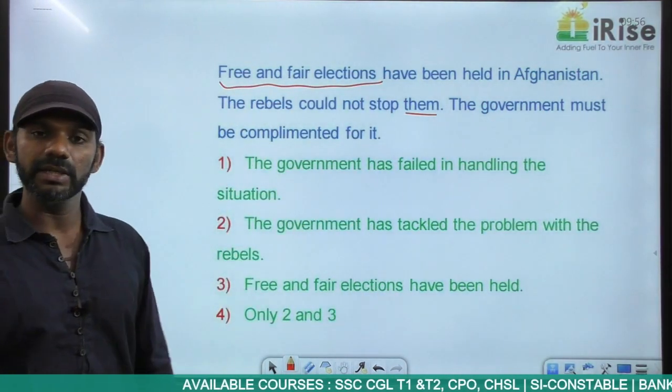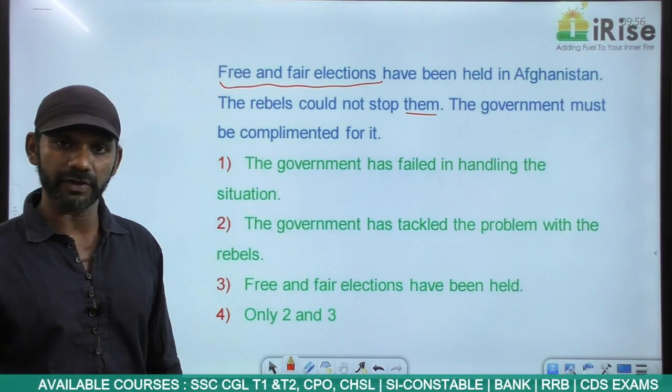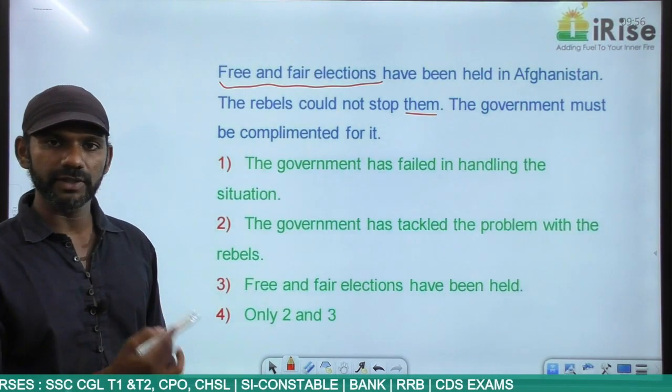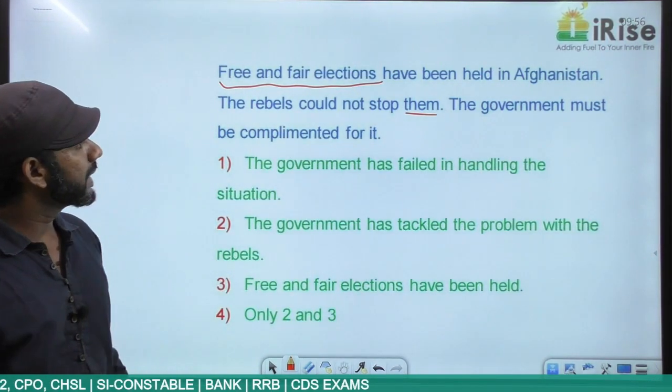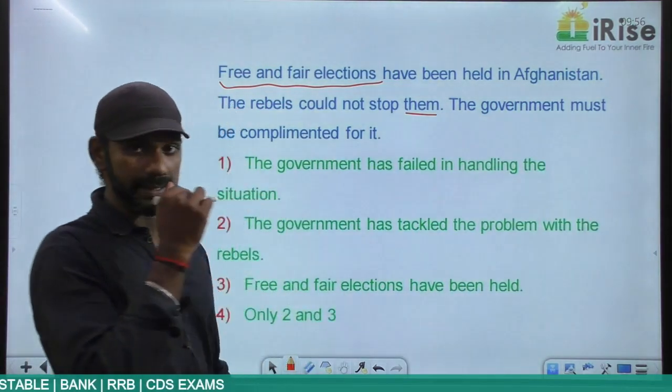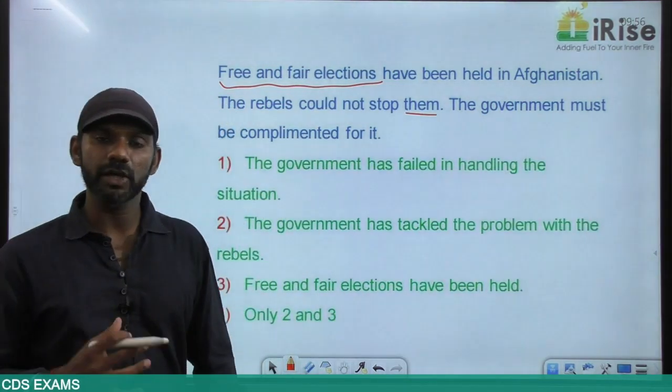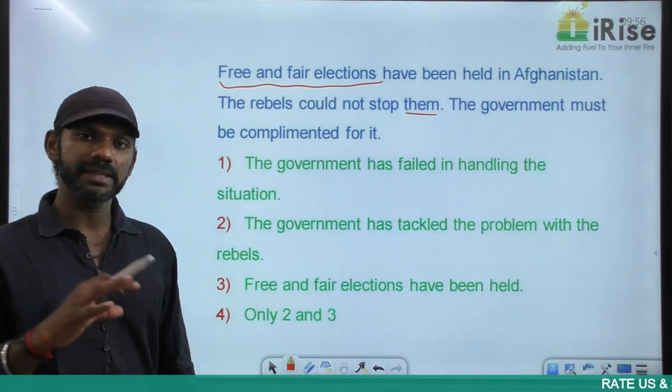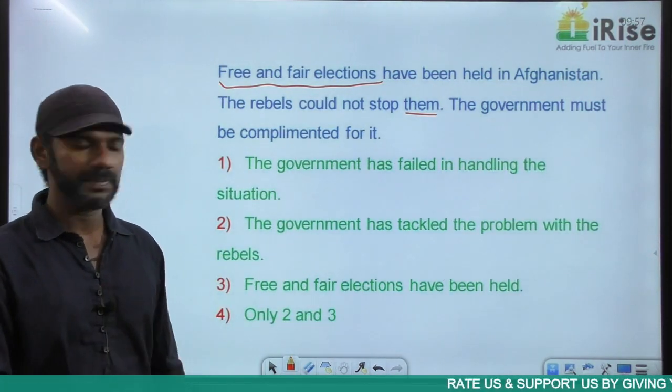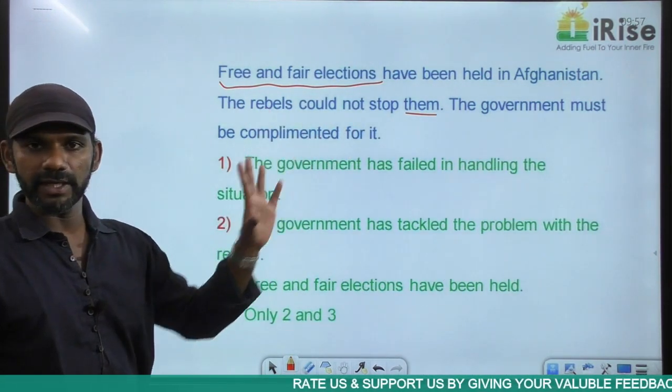Elections becomes general, free and fair elections become specific. So them, according to the sentence, refers to free and fair elections. Them cannot refer to rebels. If it is the rebels could not stop themselves, then themselves refers to rebels. So here them refers to free and fair elections.